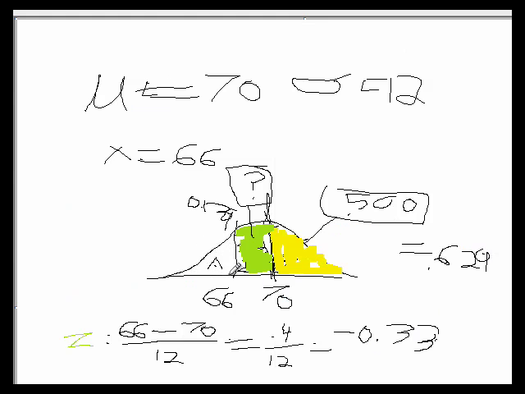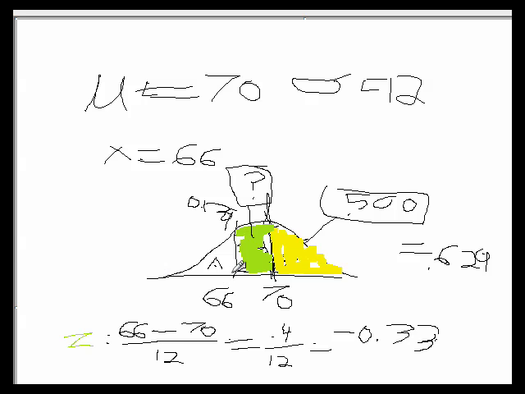0.371, my guess is what you did is you figured out A. That is, you went to the z table for area beyond z, and if you take this negative 0.33 and you go to the table for area beyond z, you'll figure out A, but that's not going to help you solve the problem. You want to know 66 or greater.